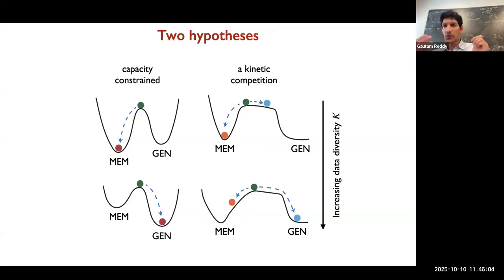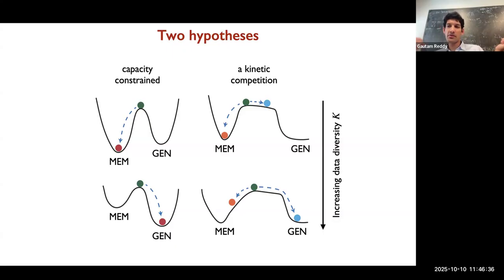So that's what you call a capacity constraint driven generalization. The second mechanism is that it's a kinetic competition, in the sense that there are two independent circuits. They act independently. The network is perfectly capable of memorizing the data set, even for large data sets. But it just so turns out that it memorizes slower if you have a larger data set, because you have more samples to memorize. And once you generalize, you stop memorizing because you've explained all the data that you have.